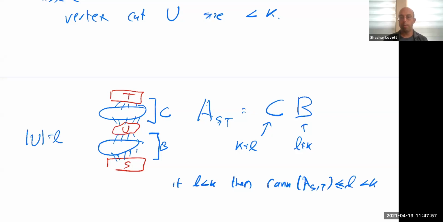So again, just to recap, because the matrix A_ST has full rank, there is no vertex cut between S and T of size less than K. And then by Menger's theorem, there must exist K vertex disjoint paths between S and T. And since this is true for every subset S of the inputs and every subset T of the outputs of the same size, this graph of the circuit is a super concentrator. Okay, so this finishes the proof.